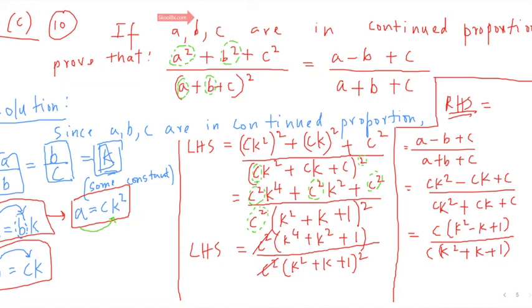From here, things are going to get a little complicated. Just bear with me on this, okay? It looks simple, but I want to make sure that I get the numerator and denominator similar to the left hand side. So I might have to do a little bit of simplification here. Okay, sir.